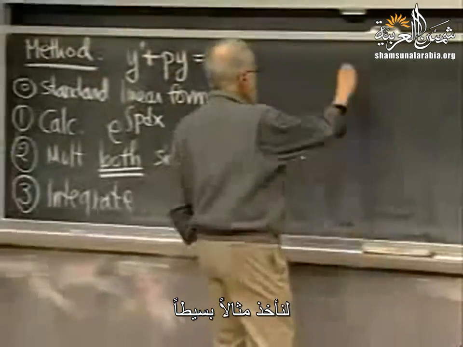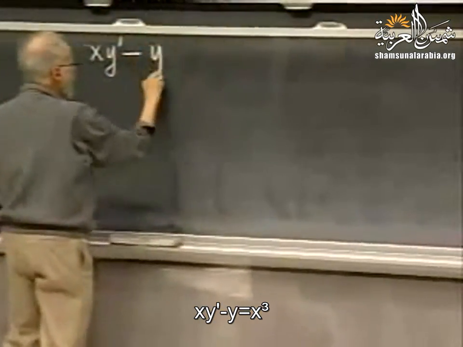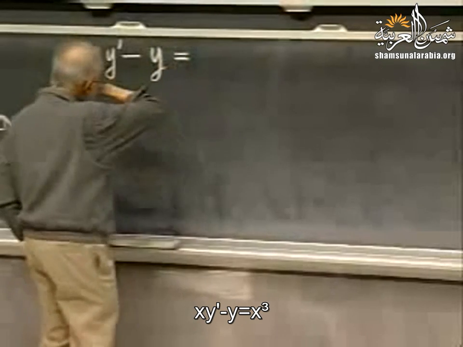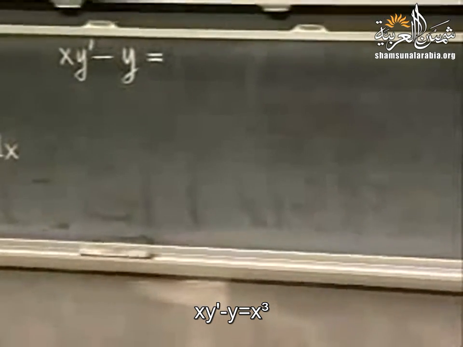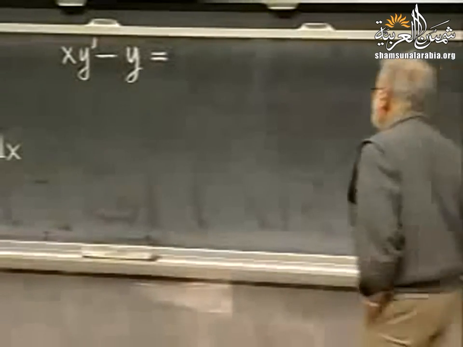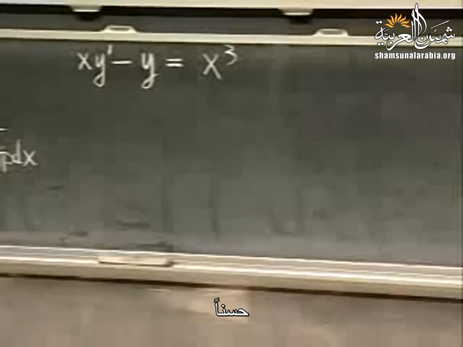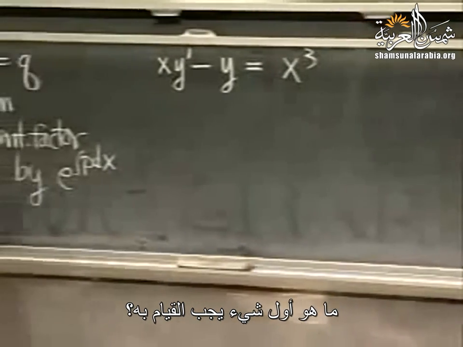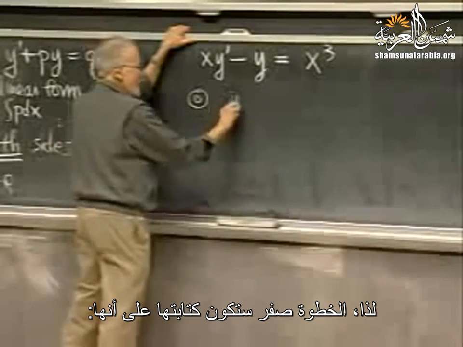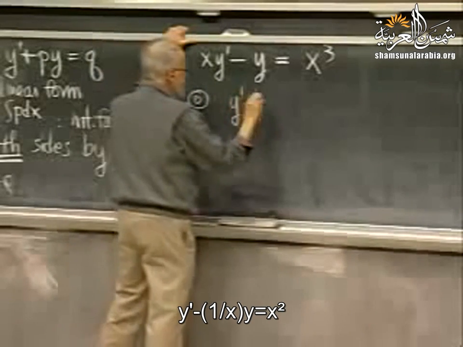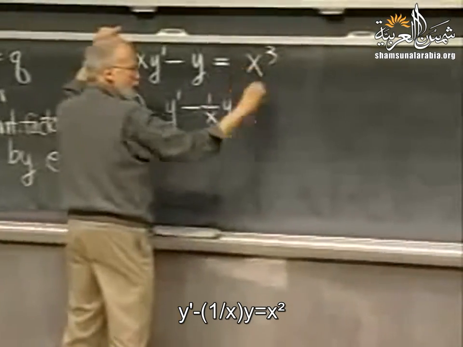Okay, let's take a simple example. Suppose we started with the equation xy prime minus y equals x cubed. Okay. What's the first thing to do? Put it in standard form. So step 0 will be to write it as y prime minus 1 over x times y equals x squared.